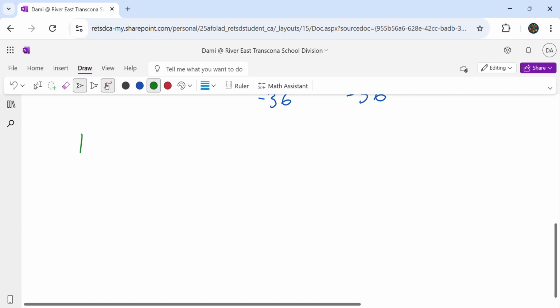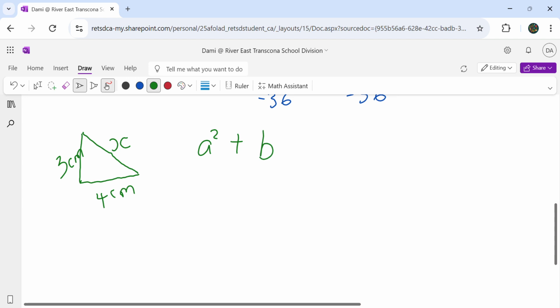Find the length of the hypotenuse, which is this one, if the legs are 3 centimeters and 4 centimeters. I'd say finding the hypotenuse is the simplest one ever, because all you have to do is just put everything in.